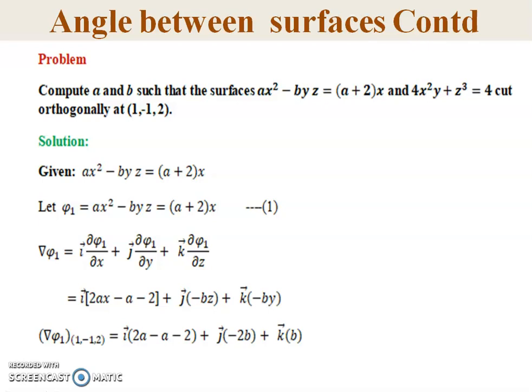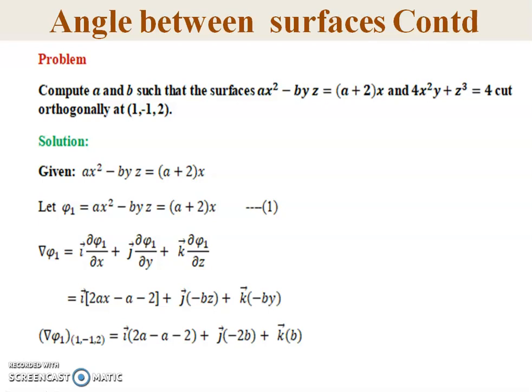Compute a and b such that the surfaces ax² − byz = (a + 2)x and 4x²y + z³ = 4 cut orthogonally at the point (1, −1, 2). So the problem is that two surfaces are given with unknown values a and b at the point (1, −1, 2). The important thing here is that the two surfaces cut orthogonally, so we are going to apply the orthogonal condition here.